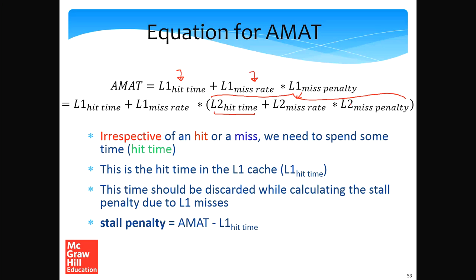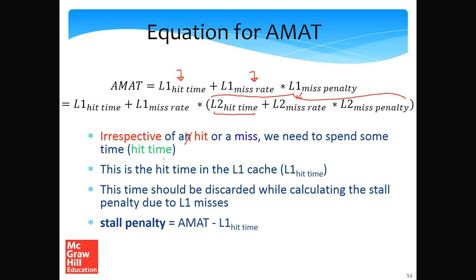So this is pretty much the formula for the average memory access time. And of course, we can go down, so I'll have that in the next few slides. But the important thing to note here is that irrespective of a hit or a miss, we need to spend some time. This is the hit time. And then a fraction of the accesses will miss. And for the misses, we need to pay a miss penalty.